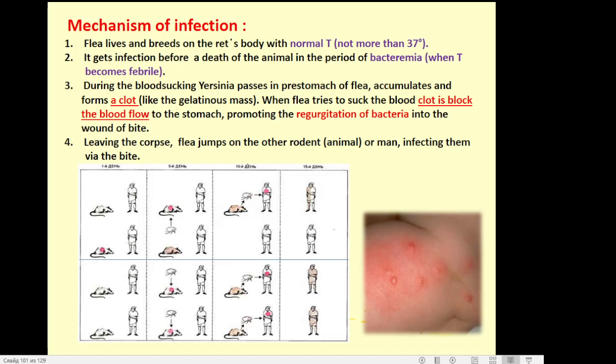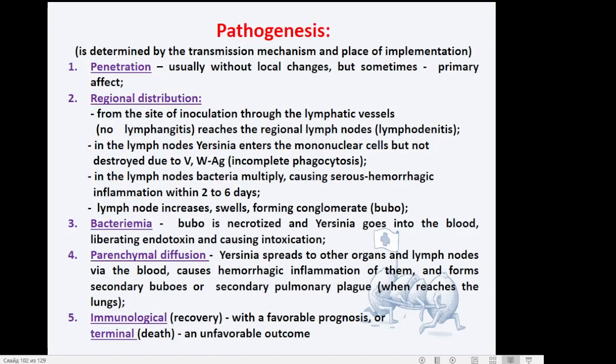A more dangerous situation is a bite of a flea before the death of the animal, when it is the maximal level of bacteremia. Other positions I described before; here it is practically a repeating of this information.